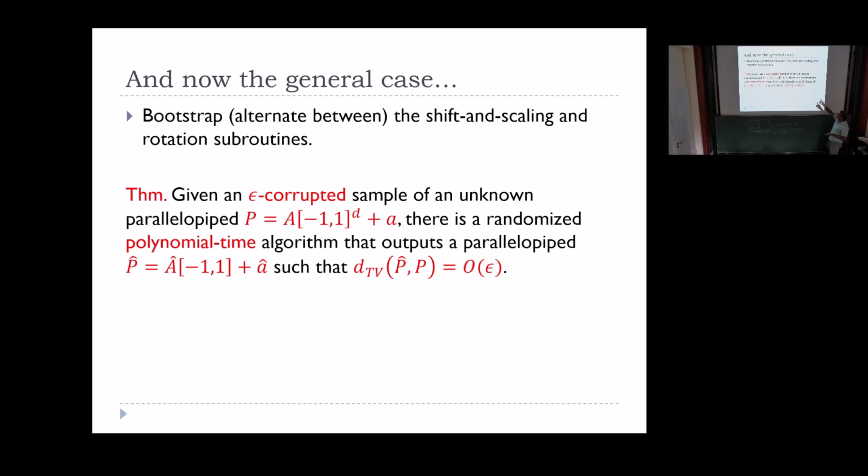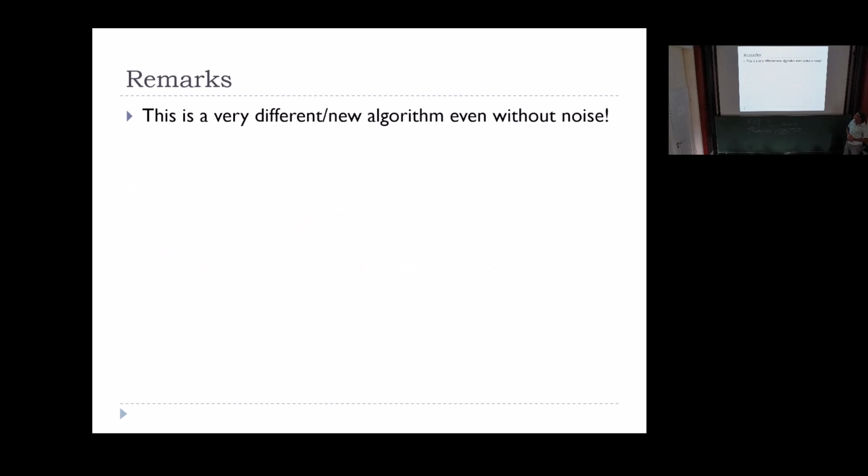Given an epsilon-corrupted sample of an unknown parallelepiped, there is a randomized polynomial time algorithm that will find the parallelepiped so that the TV distance is order epsilon. Just a few remarks. The algorithm is quite different from finding 4th moment maxima, which actually doesn't work because those can be arbitrarily corrupted.